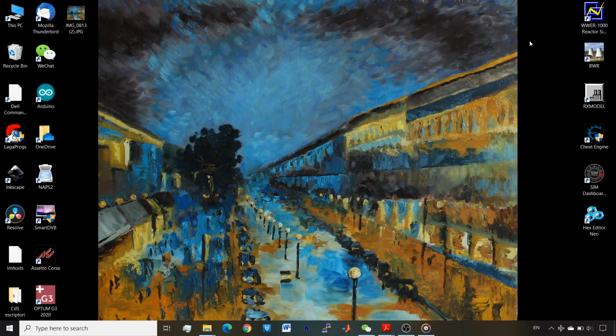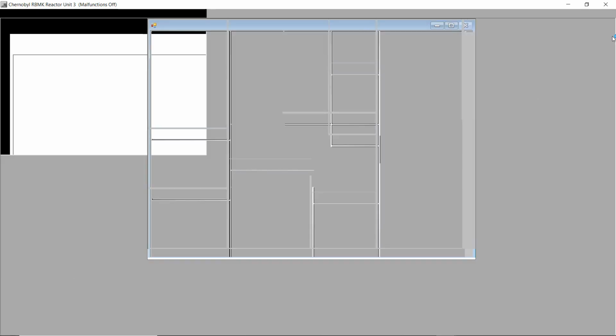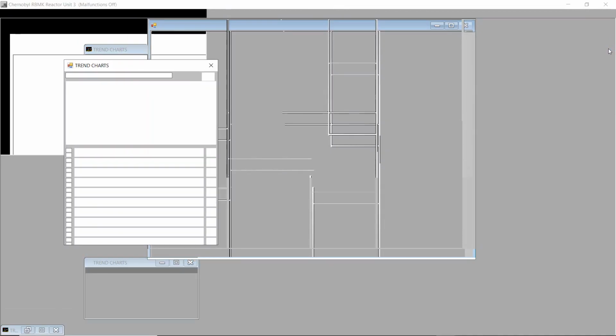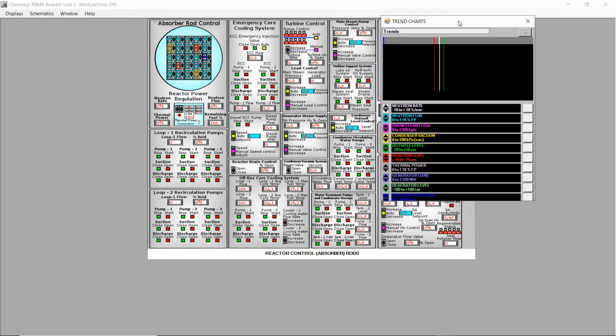So, in this case, I will try to start up and bring up the reactor to power as quickly as possible, but not following by any means the book or the security procedures. And I will try not to blow things up. So I will start the RX model. In this tutorial I will also use Cheat Engine with a new cheat for the fuel consumption, so people can have a look at this also.